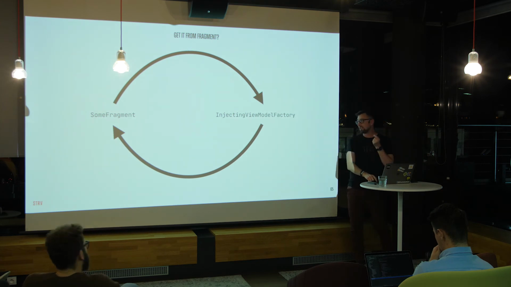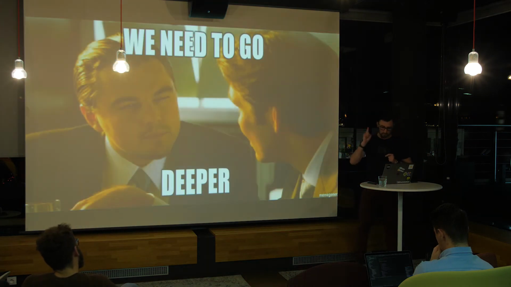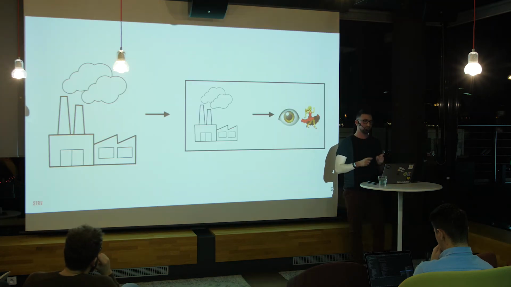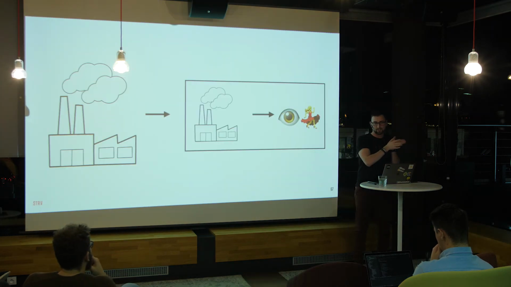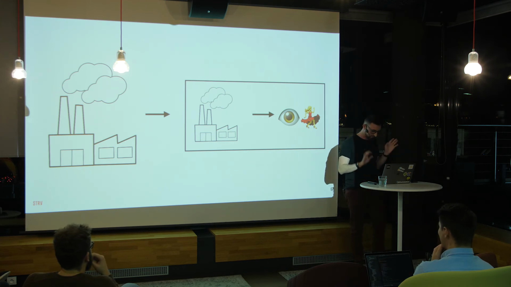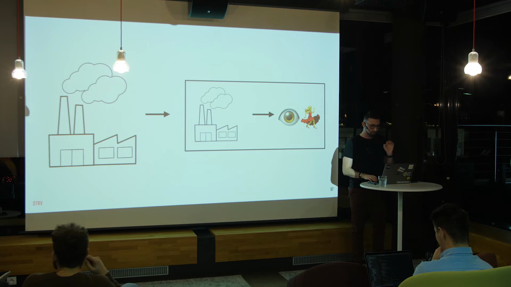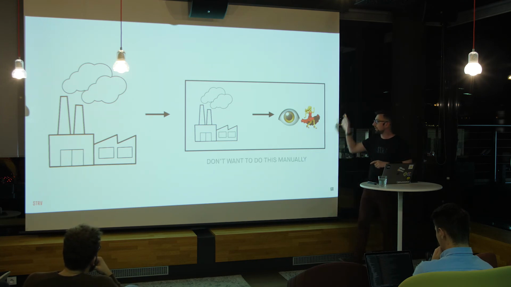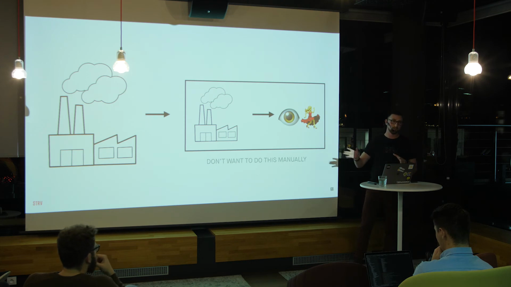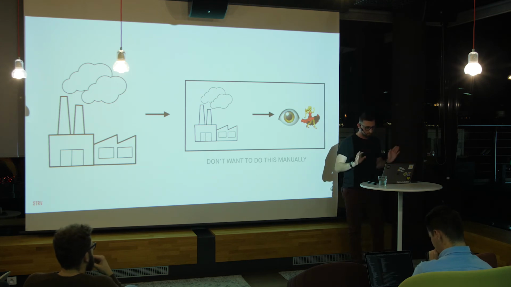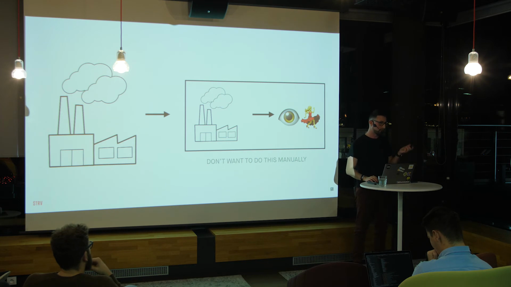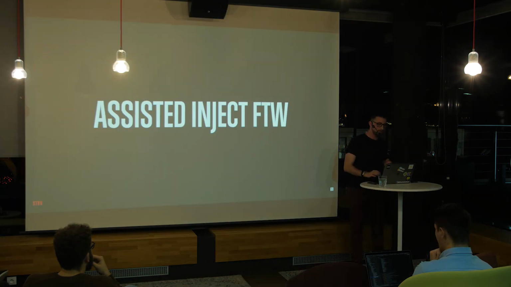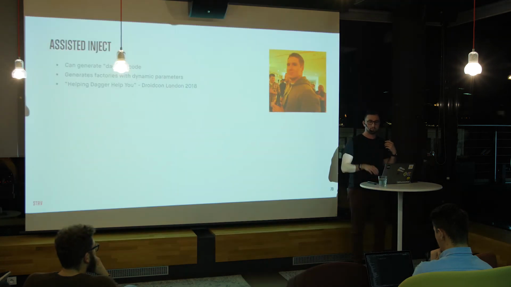So because of that reason, we need to go deeper. We need to have factories creating factories creating ViewModels. I know that's complicated, but that's what we need. That's the only way we could achieve that. And we don't want to create these factories manually, because then it's a lot of boilerplate. So thankfully, there's a small library called Assisted Inject, invented and created by guess who?